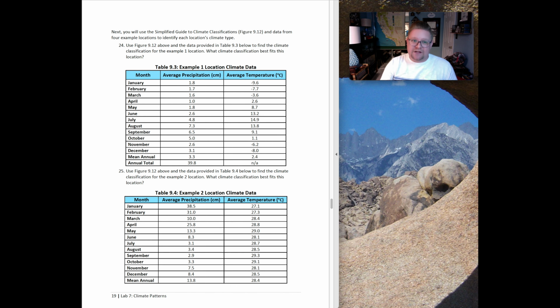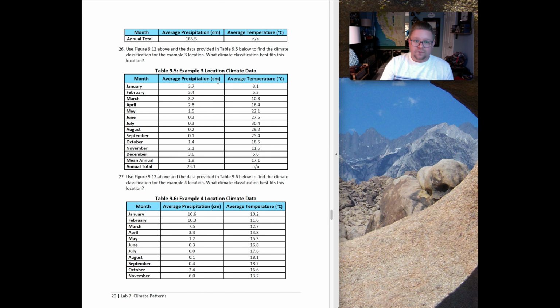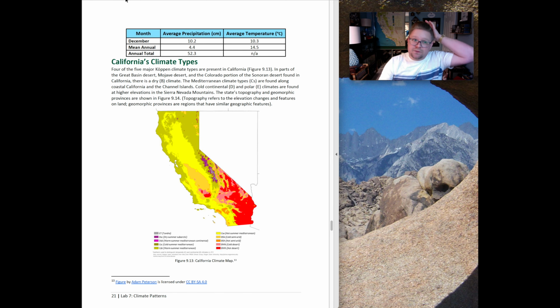So moving forward, next you're going to use a simplified guide to climate classification, that table before, and the data below in order to essentially give it a category lettering. It says, use figure 9.12 above and the data below and find out what the climate classification is for example location 1. You'll do the same thing for location 2, location 3, location 4. So you're able to use these data to create your climate classification.